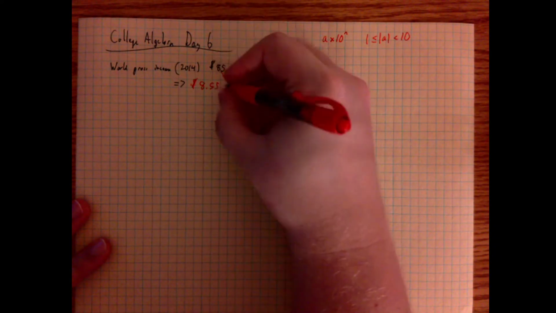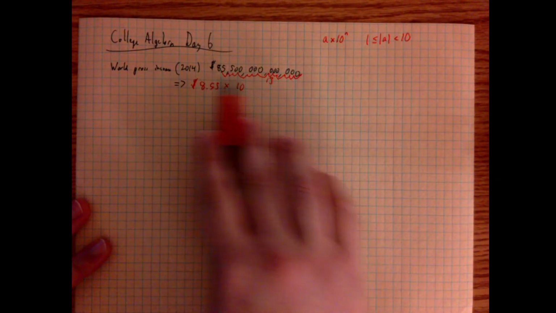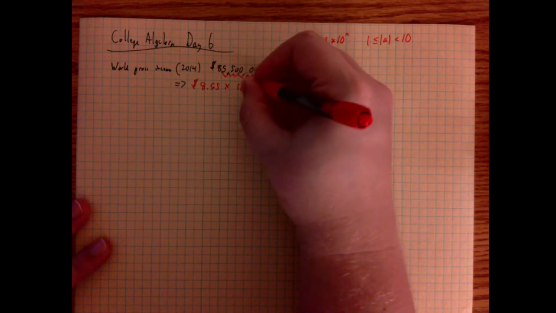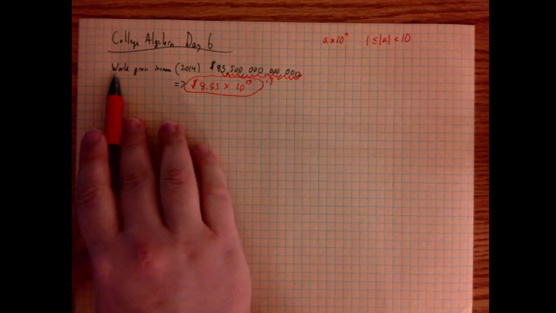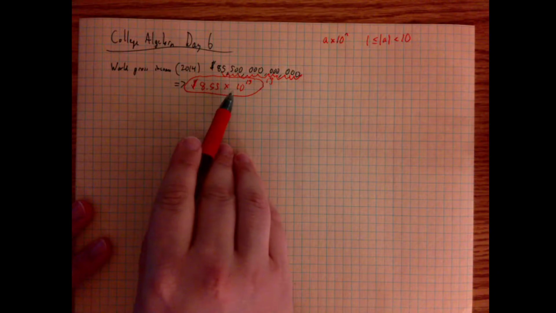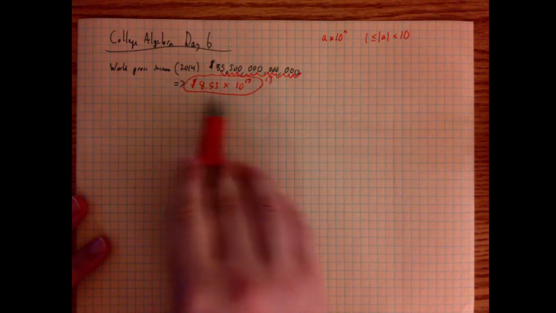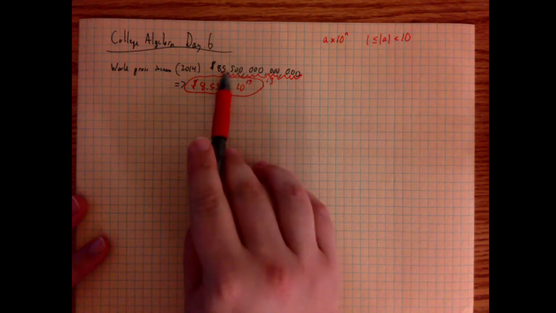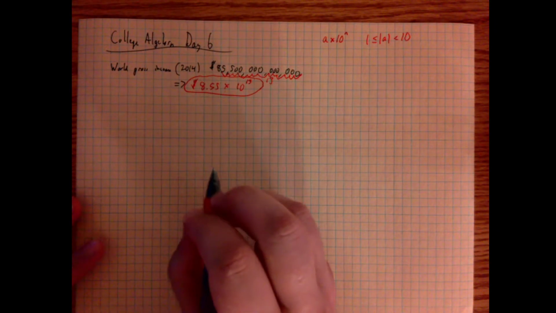So 8.55 times 10. And then if it's a large number, it's going to be positive. And we just tell how many spaces we move. So in this case, it would be 10 to the 13th power. So in other words, the world gross income in scientific notation is 8.55 times 10 to the 13th. And if you take a calculator out and actually do this operation, you'll get the same solution. Or more likely, your calculator can't display this answer because it's too big. And that's why scientific notation is so useful.